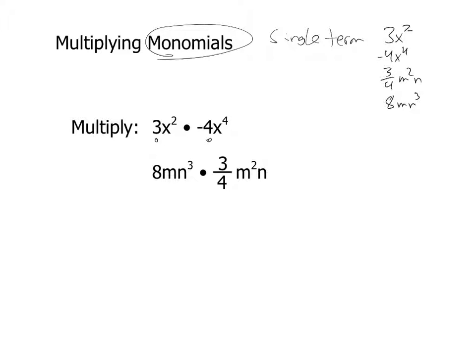So I'm going to multiply the 3 times the negative 4 and get negative 12. And now this is interesting because x squared is represented by x times x, and x to the fourth is represented by multiplying 4 x's together. So if we're multiplying x squared times x to the fourth, we're really multiplying 6 x's together. So our answer is 12x to the, oh no, not the second.